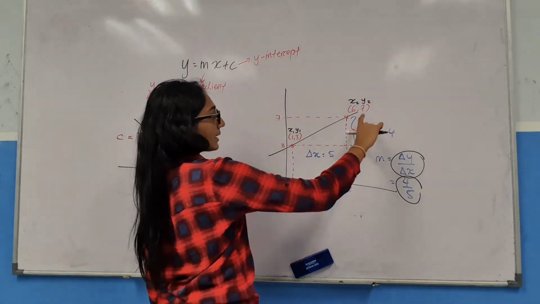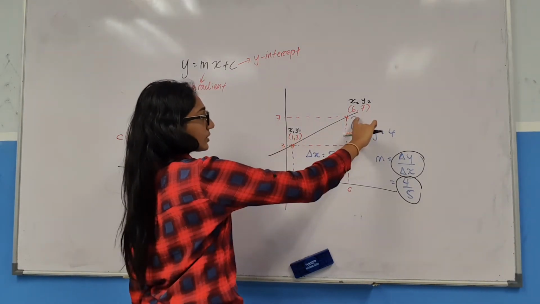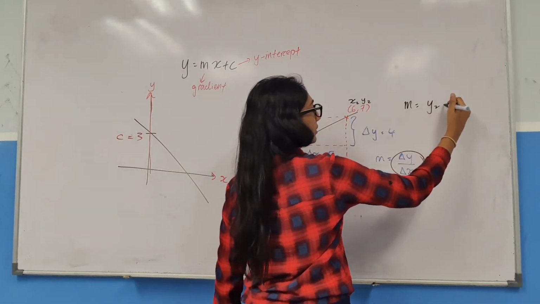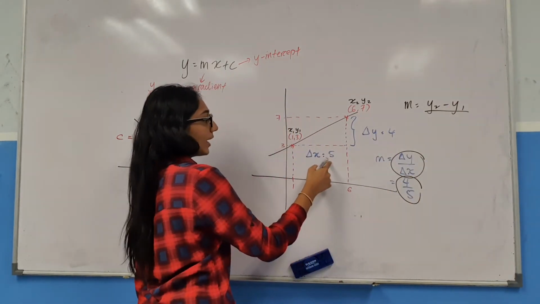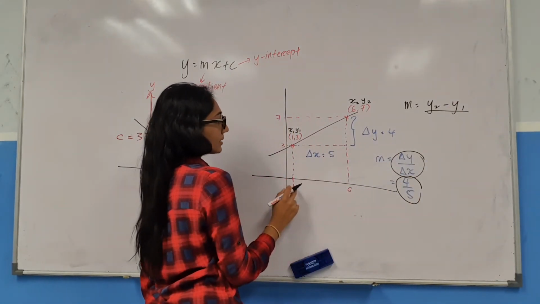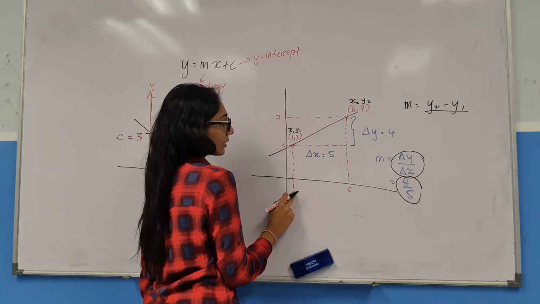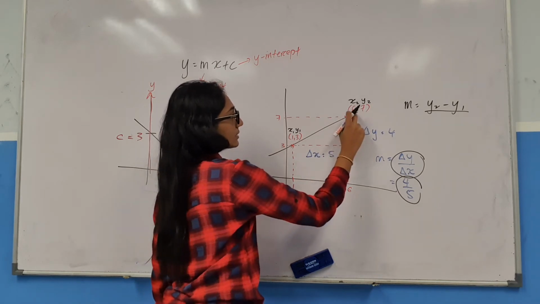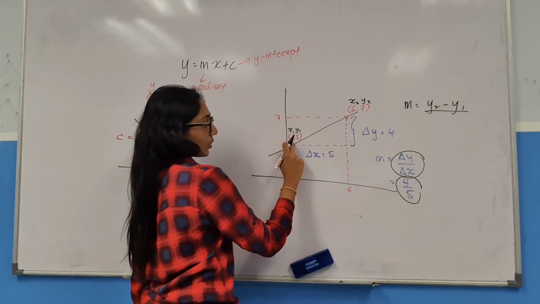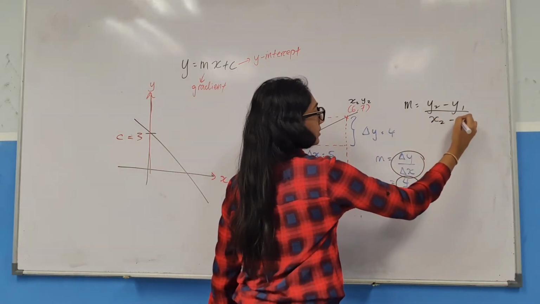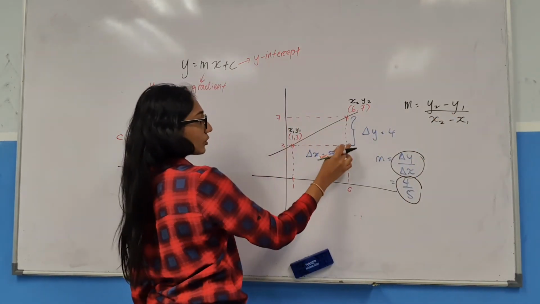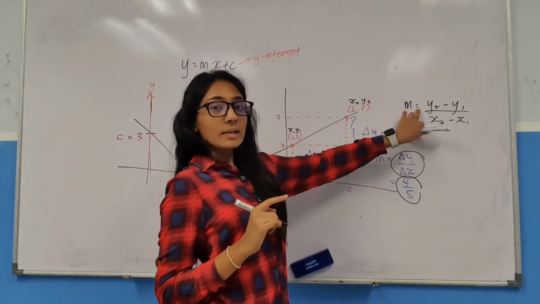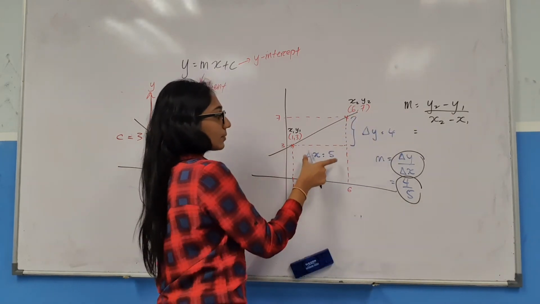So to find the gradient, I take 7 minus 3. This is the difference, so I'm taking y2 minus y1, divided by 5. 5 is 6 minus 1, so x2 minus x1. The x value of this minus the x value of this. And remember, it's always y first. y at the top, x at the bottom, because it's the difference in y divided by the difference in x.